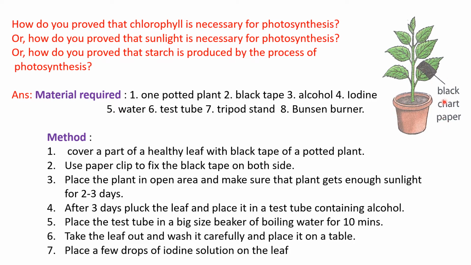After that take some black tape and paste that black tape on a healthy leaf in the middle, and the two parts are open, but in the middle you put that black tape, and that potted plant is placed in a sunny area. That means the plant is getting proper sunlight. Okay, so we will keep that plant up to 3 days. Then after 3 days we will pluck this leaf which we covered with black tape, and we will do the experiment.